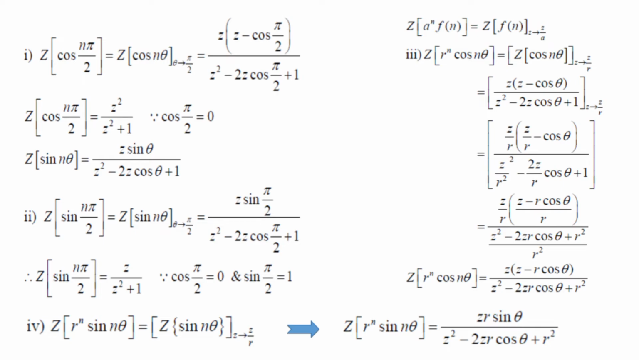And also Z of r power n cos n theta equal to Z of cos n theta with z replaced by z by r. Then we get the value z into z minus r cos theta by z square minus 2 z r cos theta plus r square. Similarly, Z of r power n sin n theta equal to Z of sin n theta with z replaced by z by r. So we get z r sin theta by z square minus 2z r cos theta plus r square.